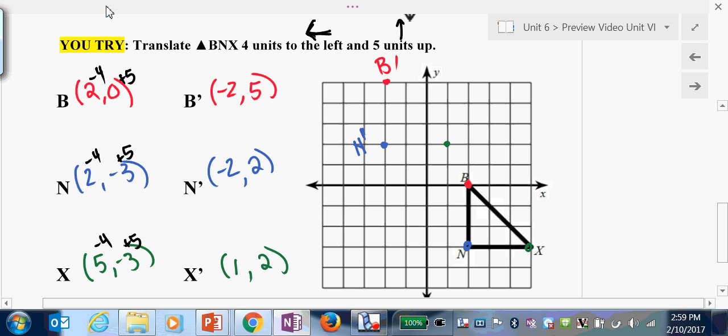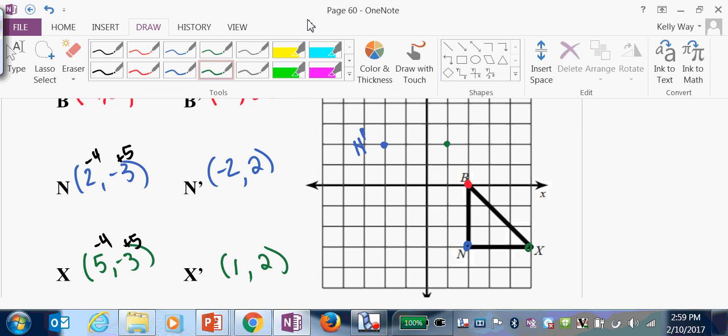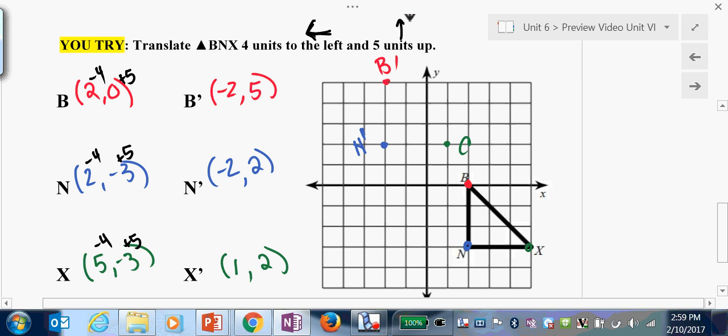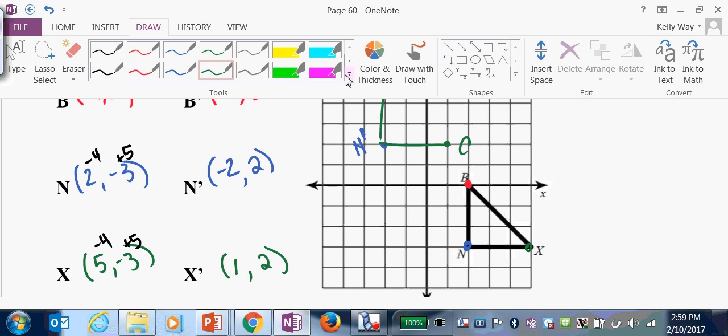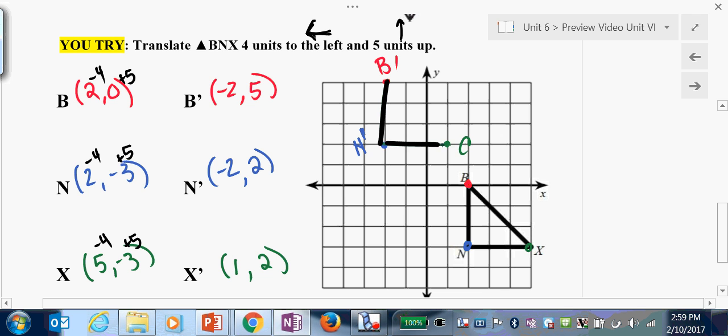Okay, so now we graph these 3 points. We got a 1 and a 2, and when you bring them down, that's C prime. You should have something that's exactly the same shape, but a different size.